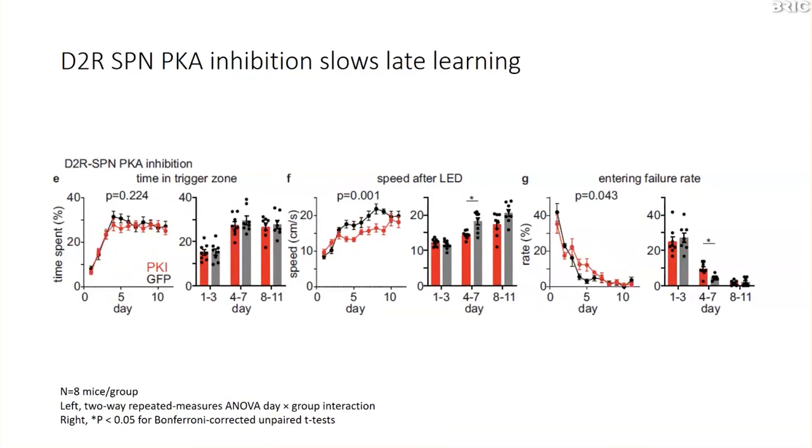The trend was much more subtle for D2 receptor SPN's PKA inhibition, but was reversed. There was a minimal difference in learning in the early phase of learning, but there was a small change in the late phase of learning. This is consistent with the D2 receptor SPN PKA activation in the late phase learning during the failure trials.